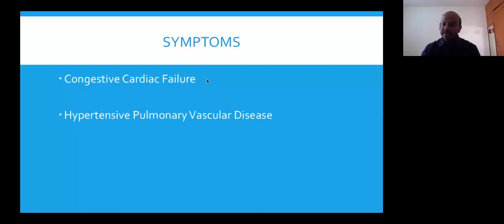Hypertensive pulmonary vascular disease is a consequence of basically an overflow situation which has been allowed to go into a chronic state. And do you know what the mechanism which causes pulmonary vascular disease and Eisenmenger's syndrome? What is the mechanism that causes hypertensive pulmonary vascular disease in a large shunt which is chronic?